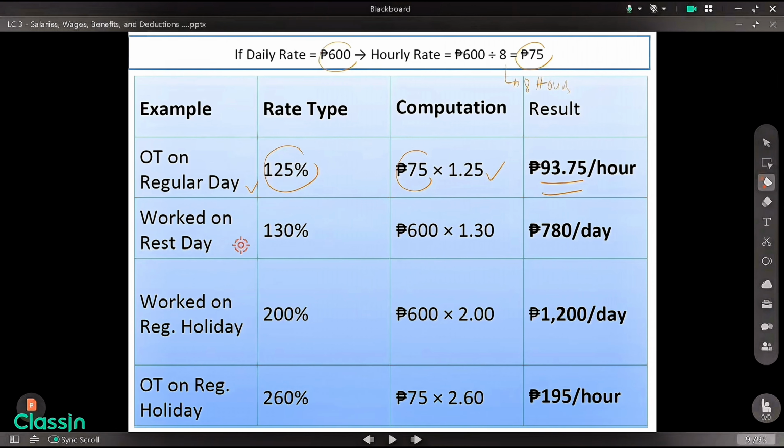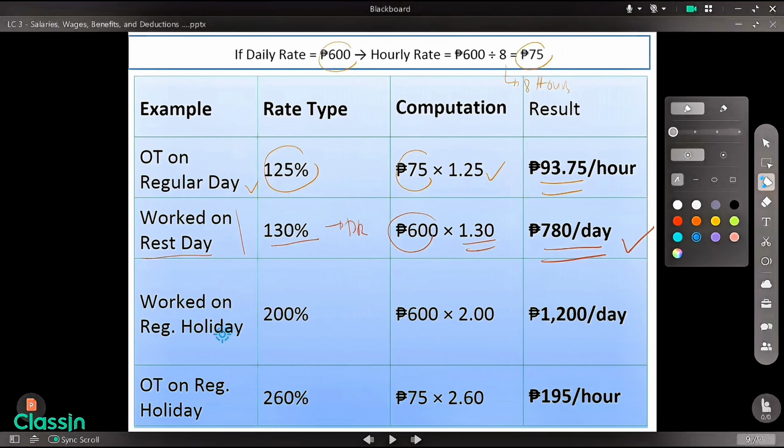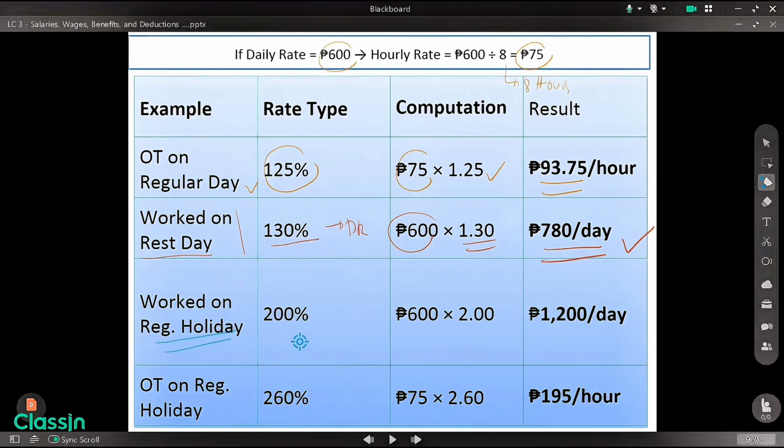Okay, next, work on rest day. And for the rest day, we all know that the rate type is 130% of the daily rate. So meaning you need to multiply your daily rate times 1.30, you will be having 780 per day. Next, what if you work on a regular holiday? As we all know, during a regular holiday, if you work, you will be having double pay or 200%. So meaning 600 times 2 will be 1,200. That will be your daily rate if you work on a regular holiday.